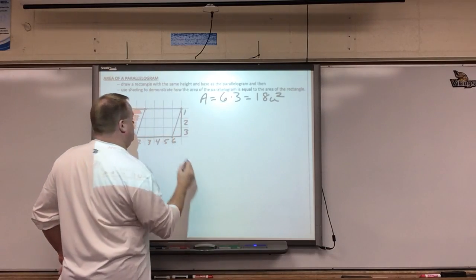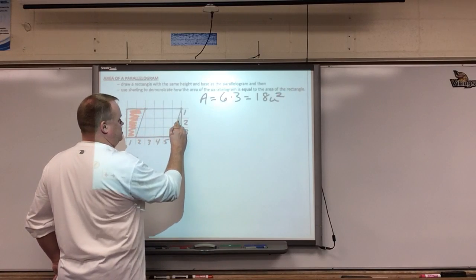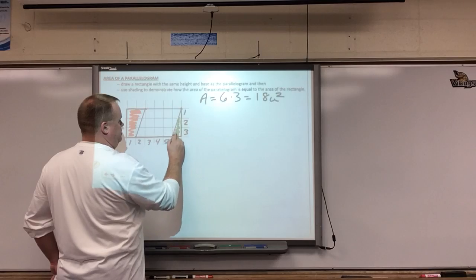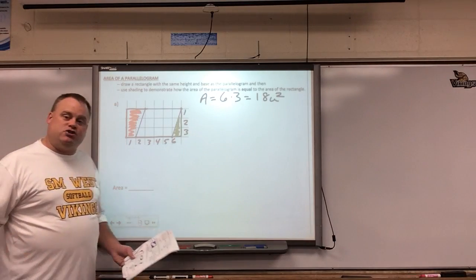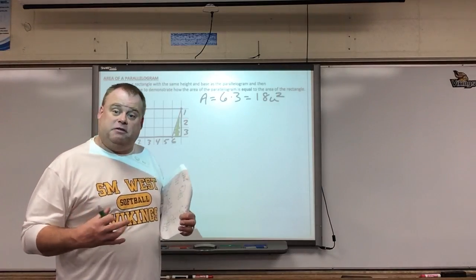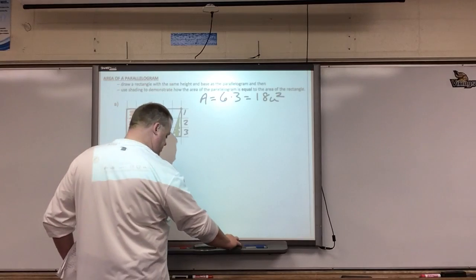And this one right here, I'll shade in green. I use blue on my notes, so when you look at it online, it'll be in blue, but it's right there. Okay? So those are my two triangles that I created by putting the box around my parallelogram.